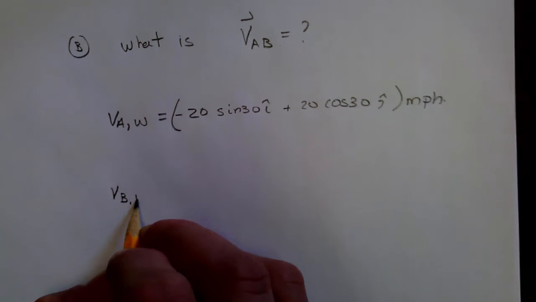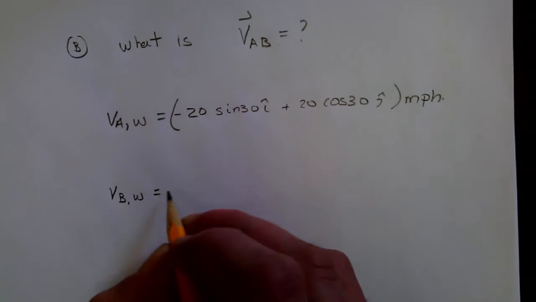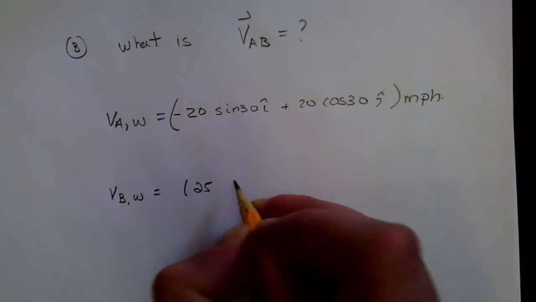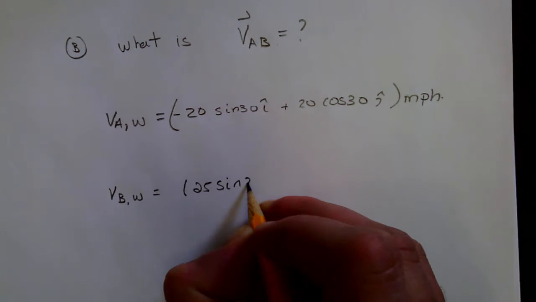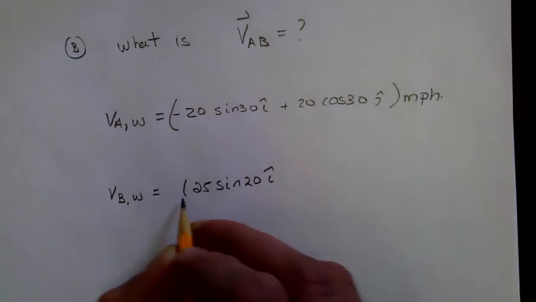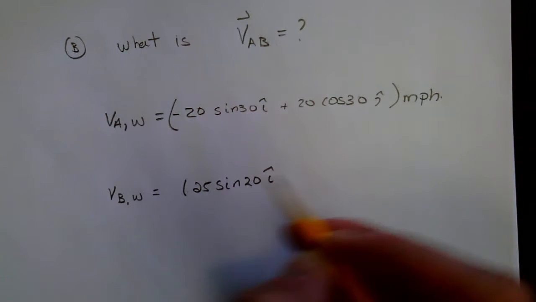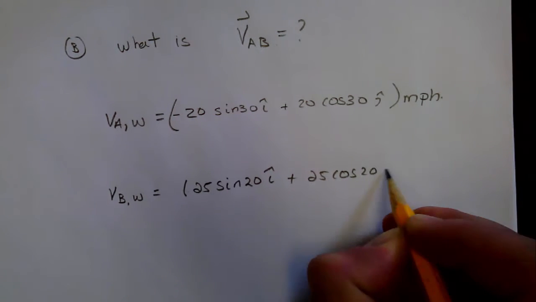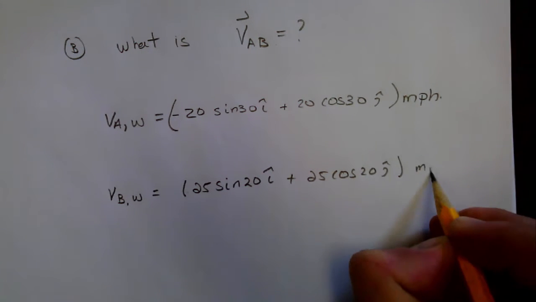The velocity of boat B with respect to the water, well, now the velocity is 25 and the angle is 20, but everything else is the same. So 25 sine of 20. It's also in the positive x direction, so I don't need a minus sign. Plus 25 cosine of 20 j hat miles per hour.